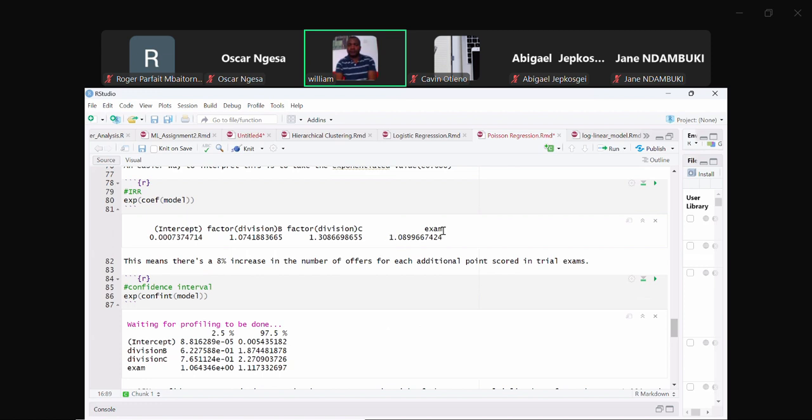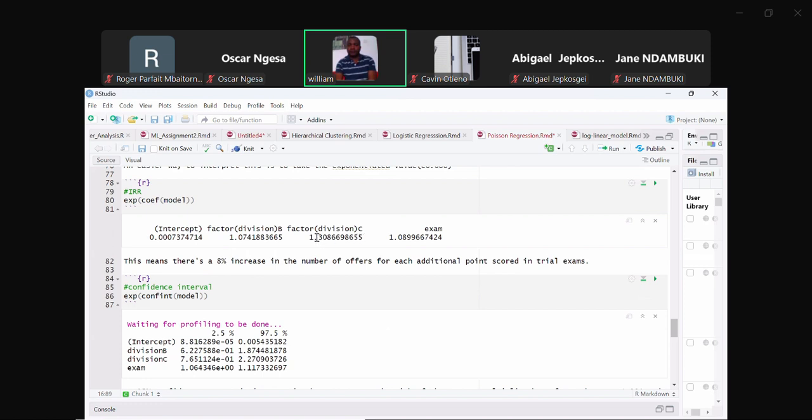I just gave an example of exams. So it means there is an 8% increase in the number of offers for each additional point scored in trial exams. You can do the same with this. Unfortunately, I didn't get a 0, but based on this, which is very small, that is okay, because we are holding these other factors constant.